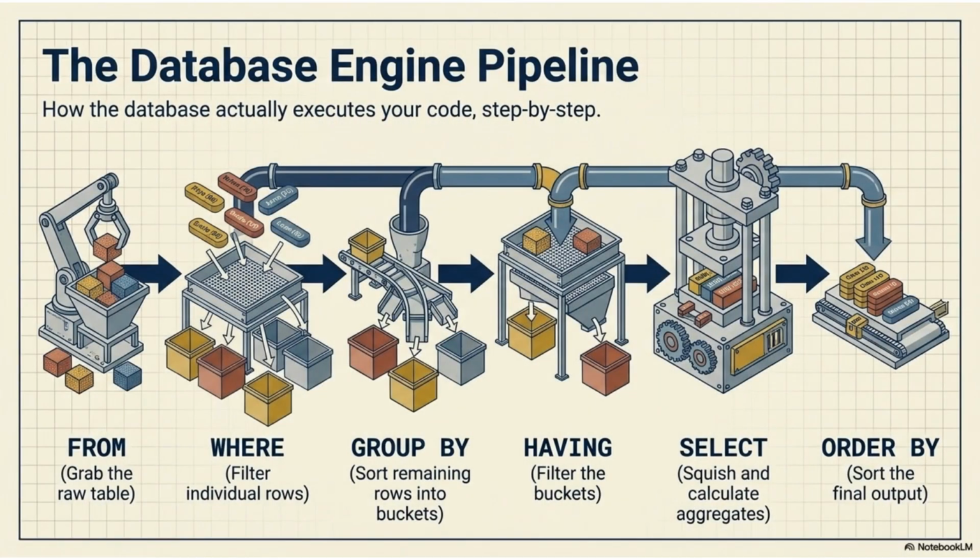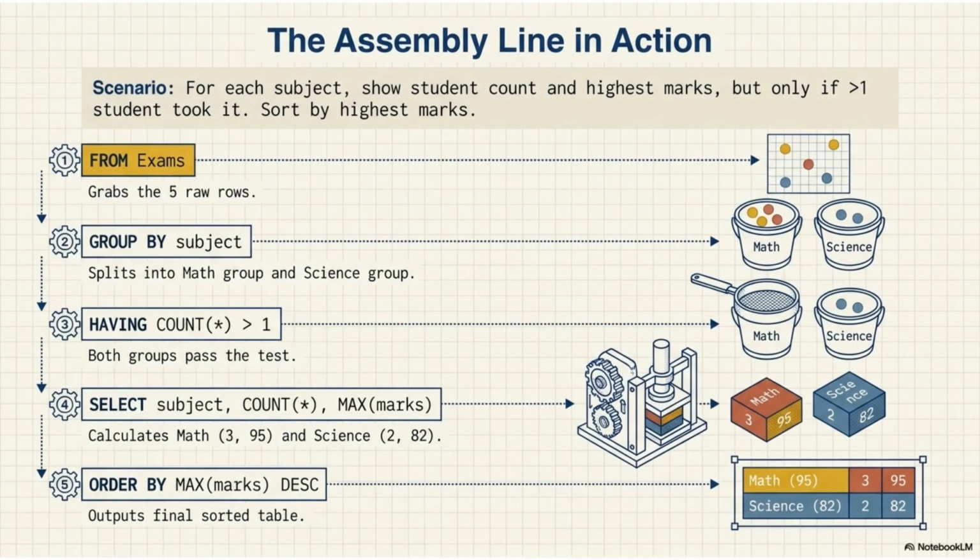It starts by grabbing data from the table, filtering it, grouping it, applying filters to those groups, and finally performing selections and ordering. Let's see this assembly line in action. By grouping by subject and using having to filter for more than one student, we can efficiently extract the highest marks for specific subjects and order the results.